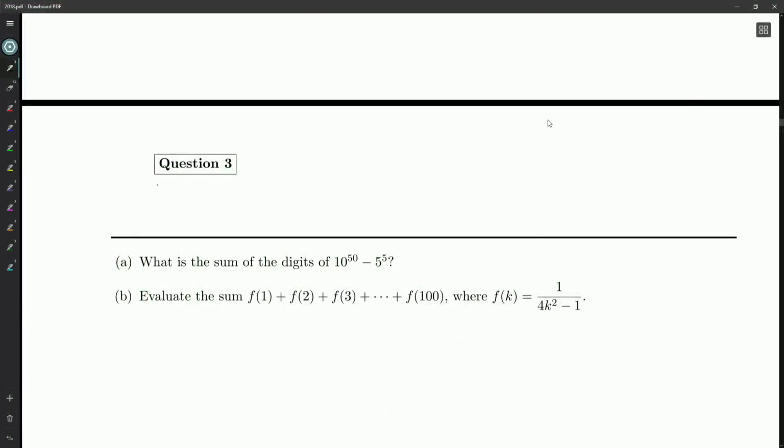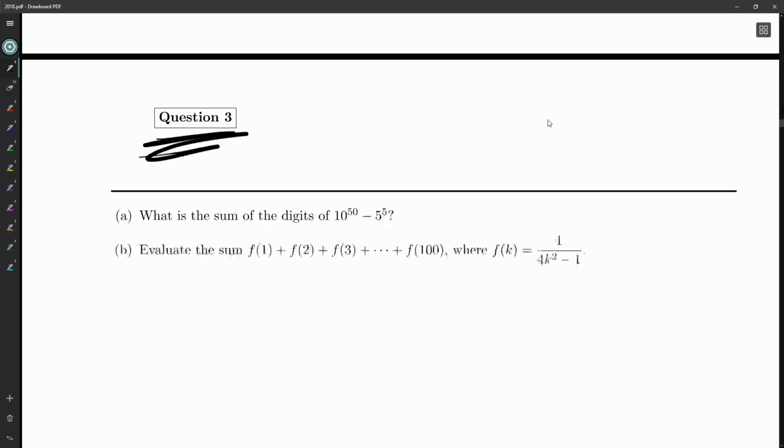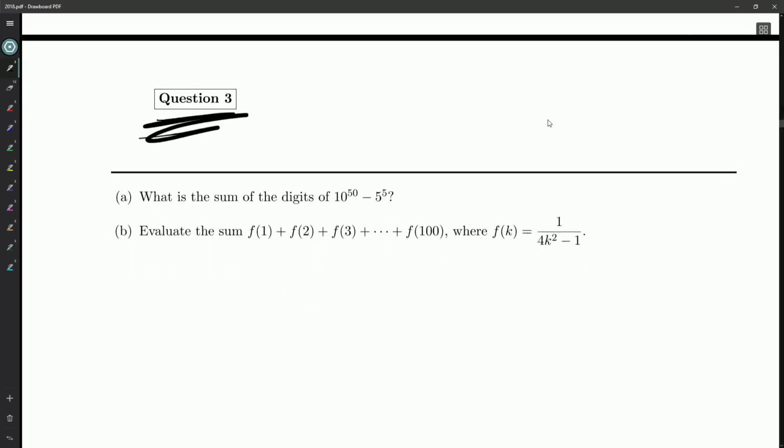Root Beer here, looking at question number 3 on the 2018 MMC paper. We've got two parts here, an A and a B. What is the sum of the digits of 10 to the 50 minus 5 to the 5?